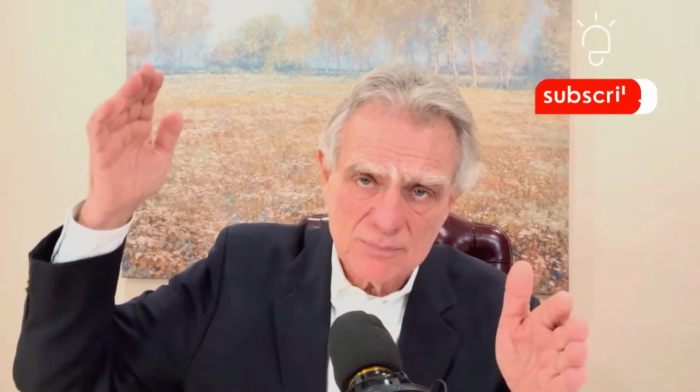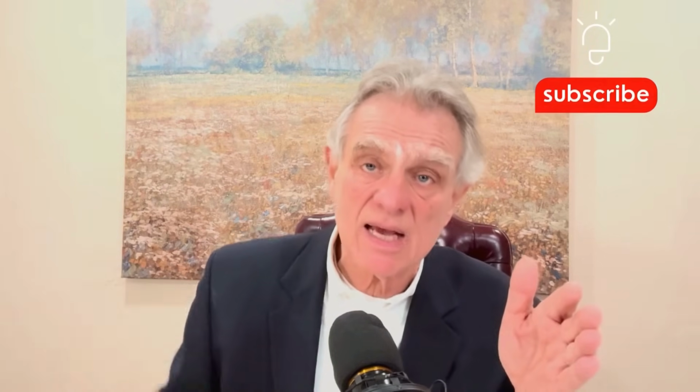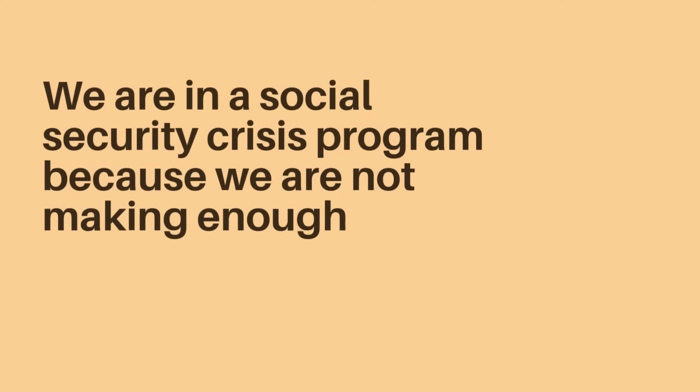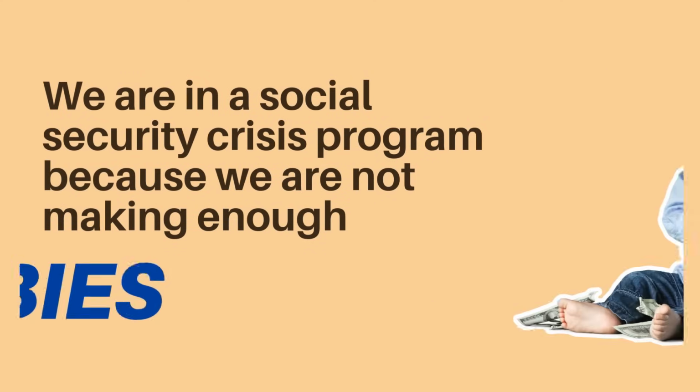raise the amount that people and employers pay. They have to raise the maximum amount, over 130,000, whatever, collect more. They have to increase the age. They've got to do something. They've just jammed that down to 2030, which is really only 5 years, folks. I should have put up one finger. 5 years. We are in a Social Security crisis program because we're not making enough babies.